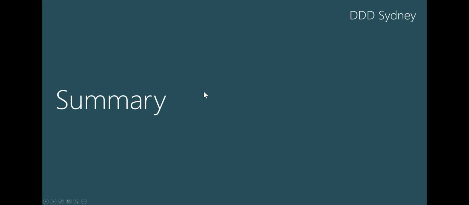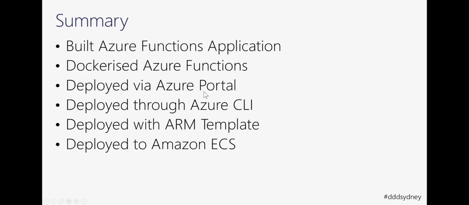Now, almost there. Throughout this session, we have built the Azure Function application in C#, .NET Core in the Linux environment. Then we make it a custom container image with Docker container. Then we deploy that custom container image onto Azure through Azure Portal, then Azure CLI, then ARM template. And finally, we also deploy that Azure Function custom container image onto Amazon ECS. So this is it. Any questions?